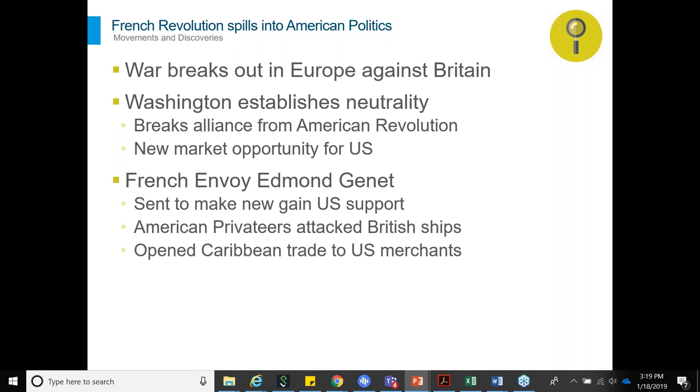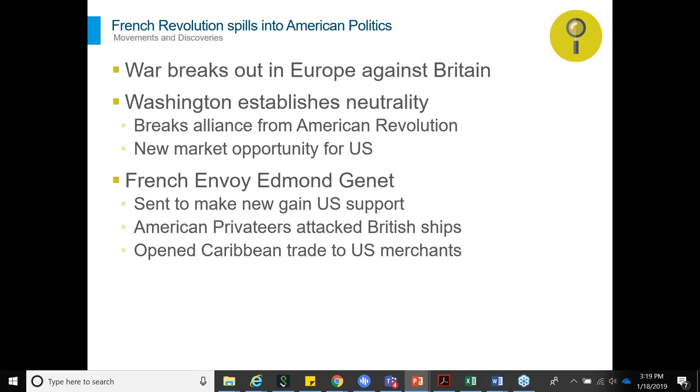So he goes to these privateers, these pirates from America, and says, "Please go attack British ships. And if you do that, the French government will allow you to do business in the French Caribbean islands, and other merchants or your allies will be able to do the same thing." So again, Genet's going from the same economic standpoint that Washington had originally.